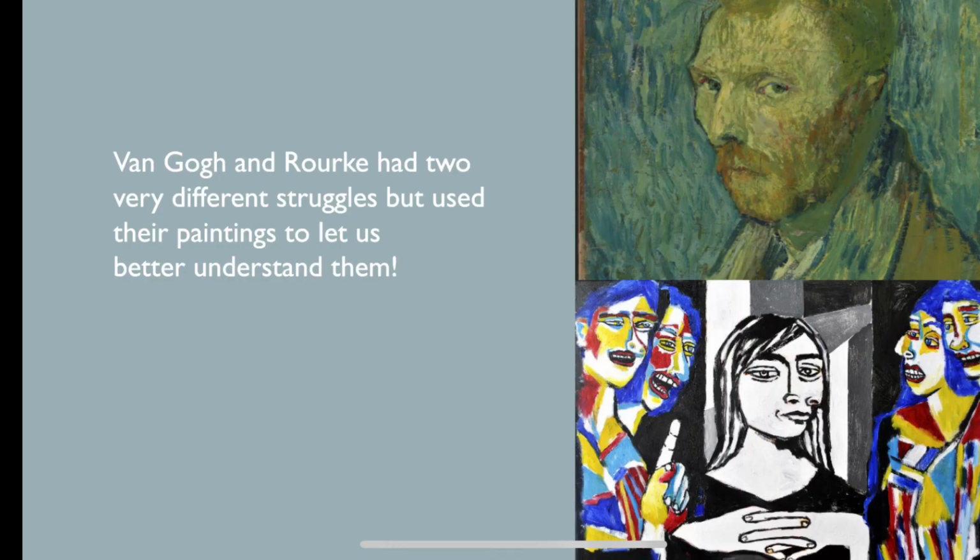One thing that we have learned from looking at both of these paintings is that on the screen it says Van Gogh and Rourke had two very different struggles, but used their paintings to let us better understand them. In other words, we learned how to empathize with them through their paintings and through the artistic choices that they made, like the composition, their color choices, like in Nancy Rourke's work and in Van Gogh's work, he's using muted colors. They use those artistic elements to help us better understand how they're feeling.